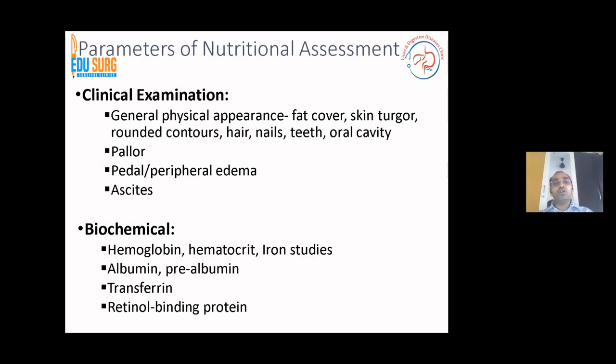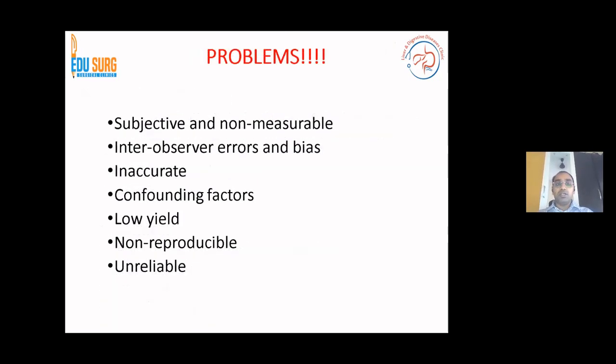But the problem with all of these anthropometric measures and the clinical and biochemical measures is that they are subjective. Most of them are non-measurable. There may be inter-observer error. There may be a bias. The measurements may be inaccurate. The yield is low, and they may be non-reproducible due to lack of equipment. So overall, these parameters of anthropometry, and the clinical and biochemical parts, are not entirely reliable for assessment of the patient's surgical nutrition.